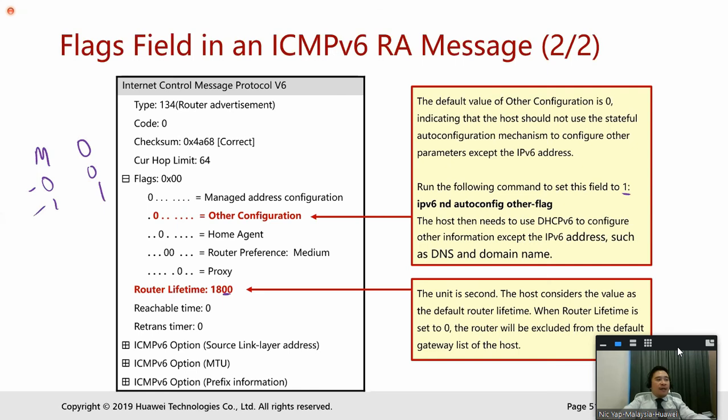That is the fields inside the ICMP RA message, the flags inside the RA. These are the two common things we need to know: the M, managed address configuration, and the O, other configuration. Either you can get it from stateless or you can get it from stateful.